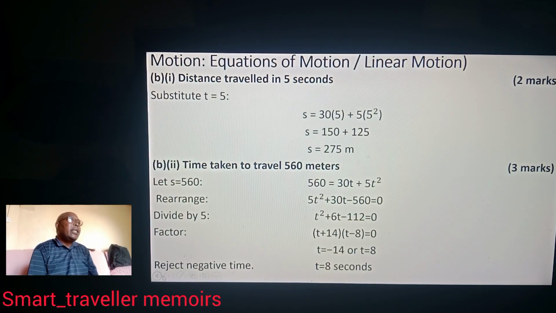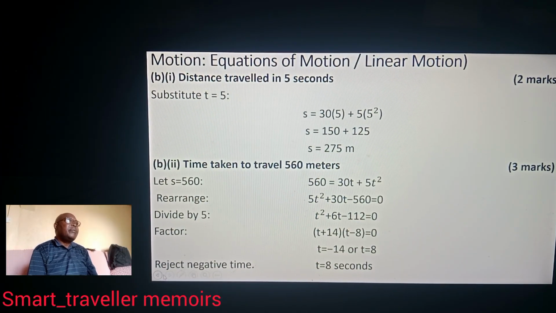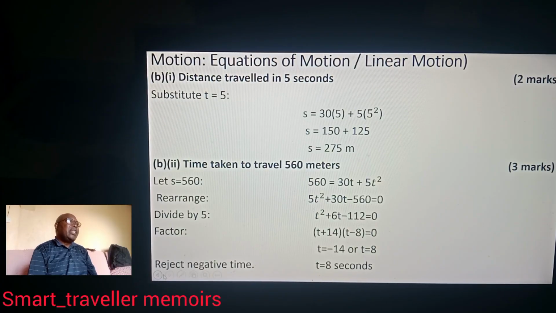B, Roman 1. Distance traveled in 5 seconds. Substitute t is equal to 5. So, from our equation, s will be equal to 30 times 5 plus 5 times 5 squared. s is equal to 150 plus 125. s is 275 meters.